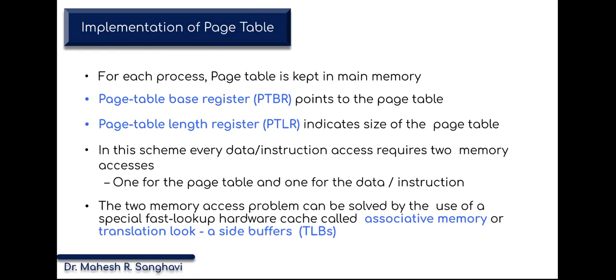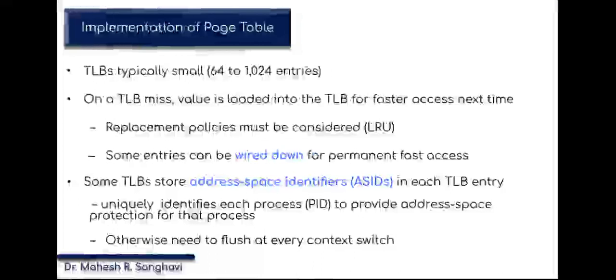Here we need to understand where we can use some buffers, and those buffers are known as the translation look-aside buffer, and such a scheme is known as TLB, which is normally needed in the case of associative memory. Now see how this implementation of the page table is possible. In this implementation, TLB is typically of small size. On a TLB miss, the value will be loaded into the TLB, and then access will be faster the next time.